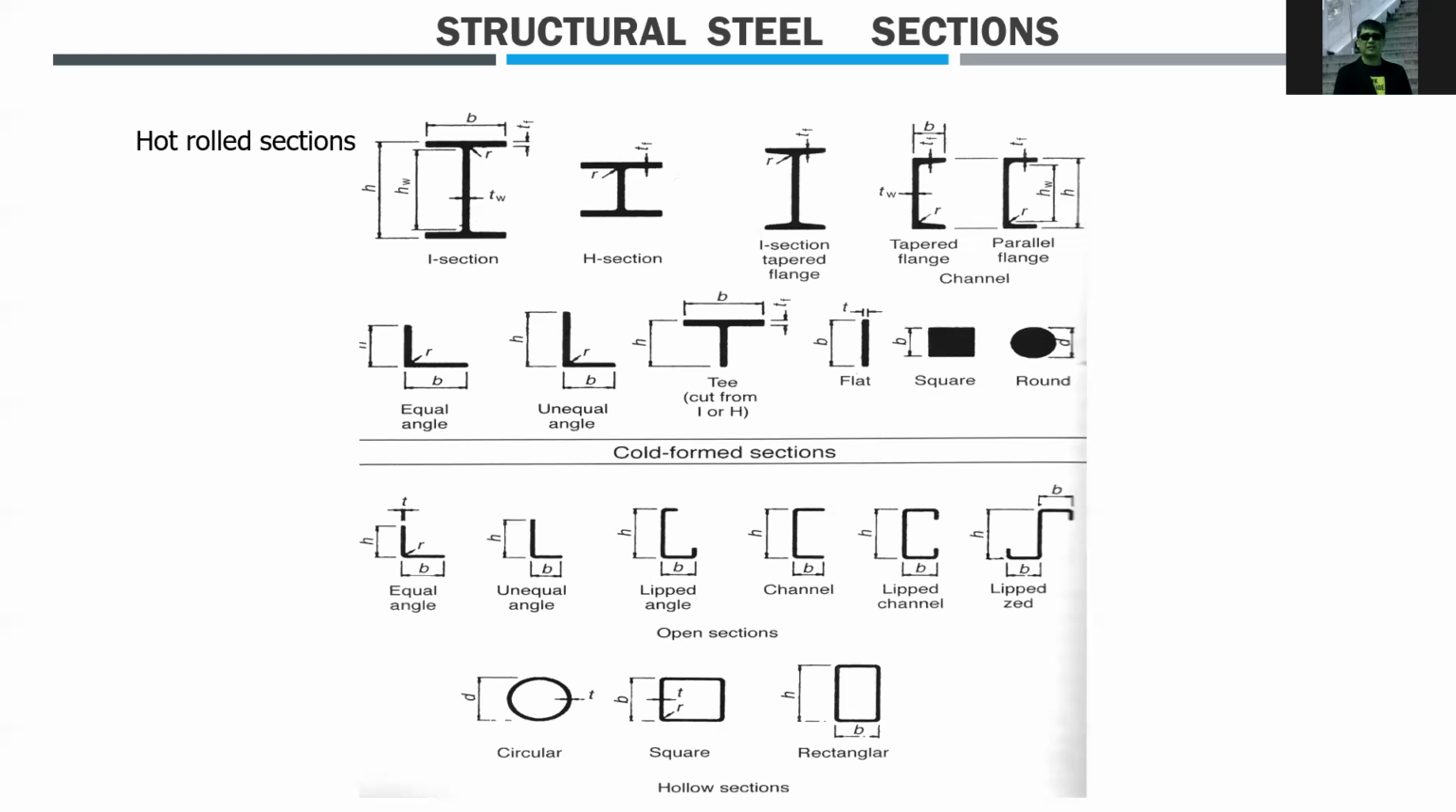So usually the sections that are solid are hot rolled. The hollow sections, which you usually see here, all the circular, square, and rectangular, those are cold form.